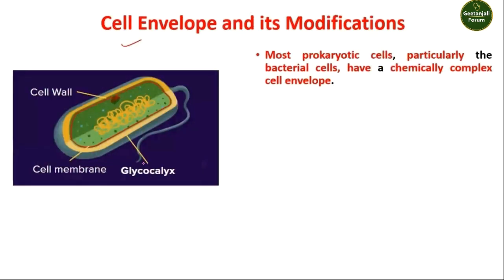Now cell envelope and its modification. The prokaryotic cell, particularly the bacterial cell, possesses a chemically complex cell envelope which surrounds the bacteria completely.